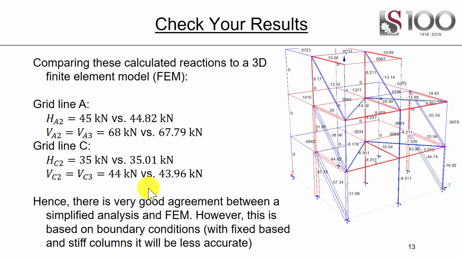However, this is based on the boundary conditions. If we had fixed bases and stiff columns, it would be less accurate. So if we had very stiff columns at the back here, fixed fixities, this would be less accurate, but in all honesty, this is normally sufficiently accurate for what you require to do a load rundown. And also, this is based upon statically determinate structures. If this was indeterminate with multiple braced bays, varying stiffnesses, different floors, it would get less and less accurate.